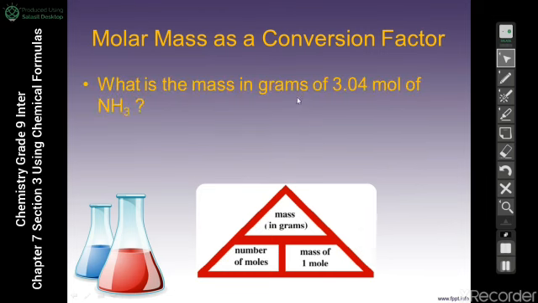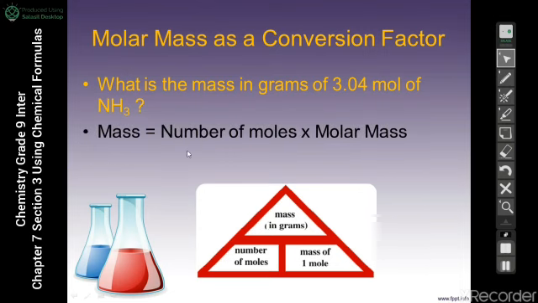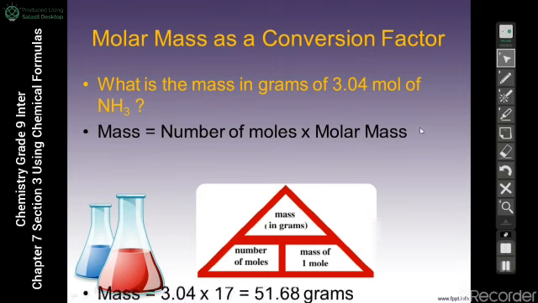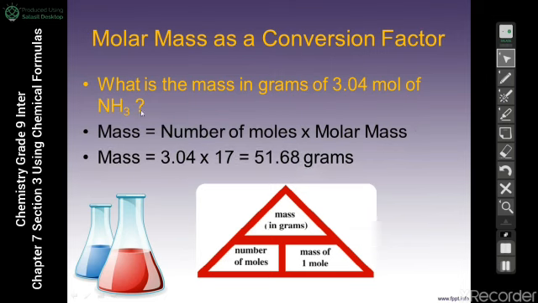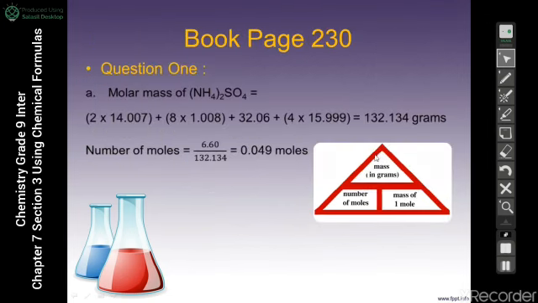What is the mass in grams of 3.04 moles of NH3? Now he asked what is the mass in grams. From this relation, the mass in grams equals the number of moles times the molar mass. The number of moles is given in the problem, 3.04, and we can calculate the molar mass of NH3 from the periodic table. So the number of moles multiplied by the molar mass will give us the mass in grams.